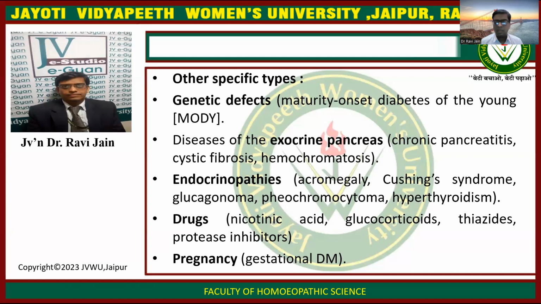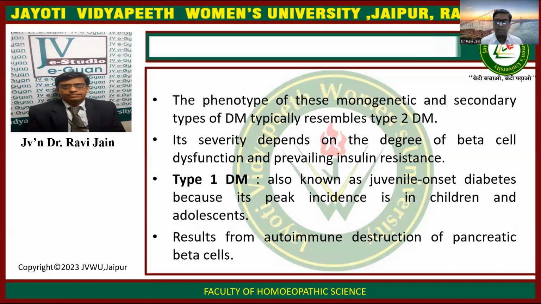We have endocrinopathies, which include acromegaly, Cushing syndrome, glucagonoma, pheochromocytoma, and hyperthyroidism, and various drugs like nicotinic acid, glucocorticoids, thiazides, protease inhibitors. Pregnancy, which includes gestational diabetes mellitus.